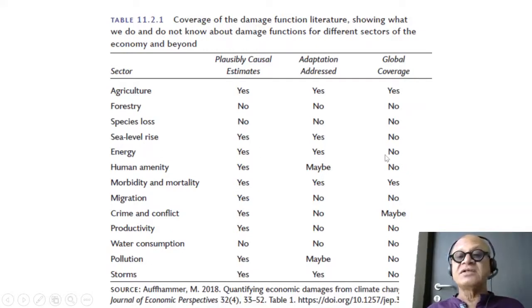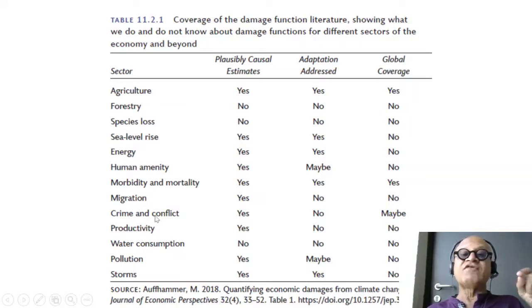Sea level rise, it's not been done globally because sea level rise is specifically a regional problem, a local problem. Energy, human amenities, adaptation, maybe. Morbidity and mortality have been looked at quite a bit. Migrations, causal estimates are made, but adaptation, not easy. How do you prevent climate-related migrations? Crime and conflict, not so easy in terms of damage function or cost, quantifying economic damages from climate change.